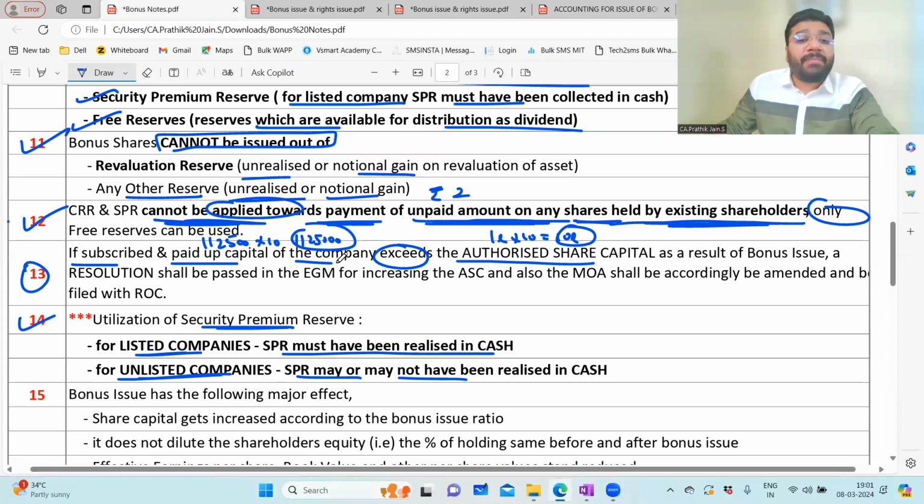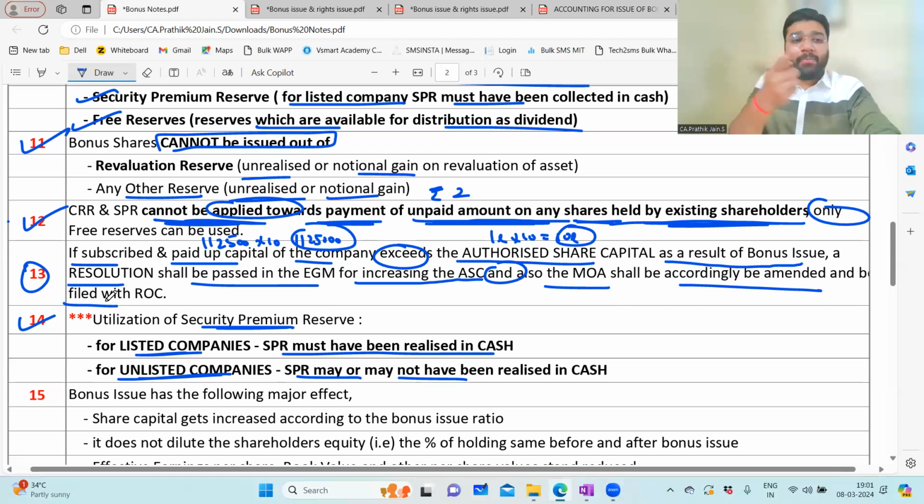So if the subscribed and paid up capital exceeds the authorized capital because of bonus issue, then before this error happens, you're supposed to pass a resolution in the EGM to increase the authorized share capital first. And then that resolution along with the amended MOA shall be filed with ROC. To that point also I've captured it for you. This is not my own points. Up till point number 14 and point number 15, I have summarized the points which are given in your textbooks. All these words you find in the textbooks.